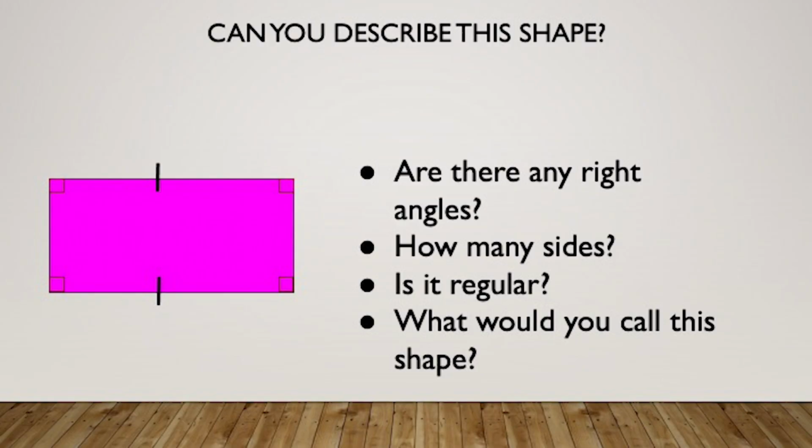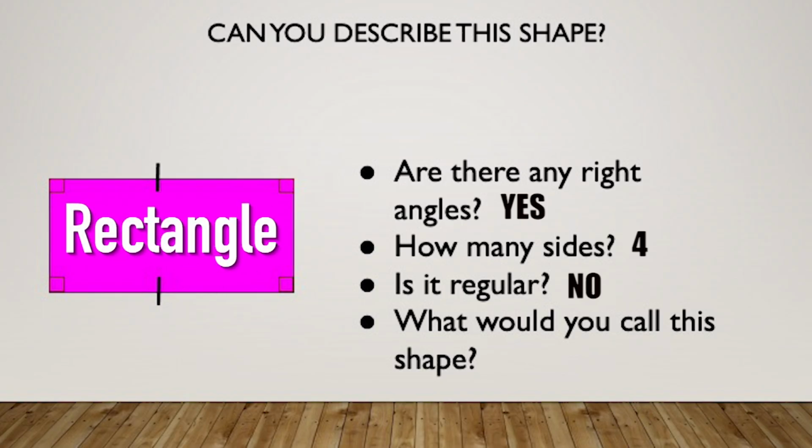What about this one? Can we describe the shape? Are there any right angles? Yes, indeed. And how many sides? 4, I agree. Is it regular? I don't think so either. All sides are not equal, hence it is irregular. So what is the name of this shape? Awesome, a rectangle.